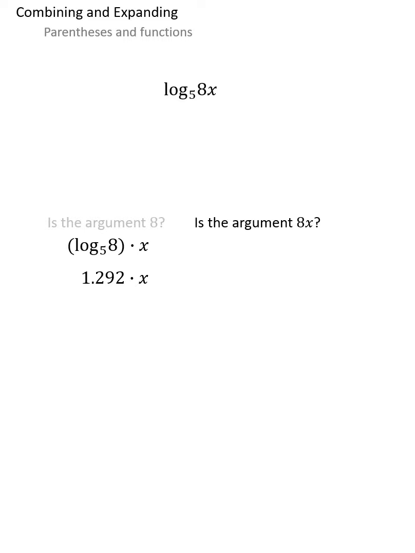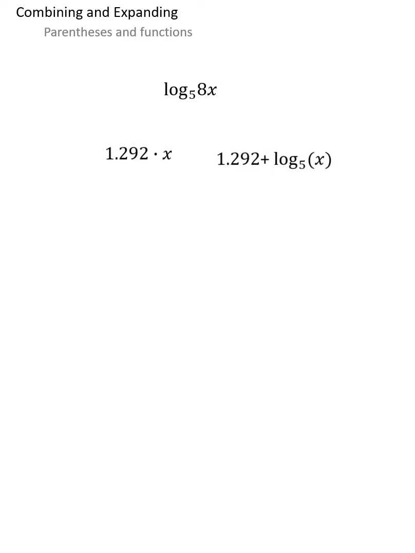But on the other hand, if the author of this expression at the top of your screen meant for the argument to be 8x, then this is what they meant. But wouldn't that be equivalent to this, using the sum rule? And substituting a decimal value, just to prove a point here, in for log base 5 of 8, which I got from my calculator, that would be a much different expression than if the argument were just 8, as implied by the left side of the screen.